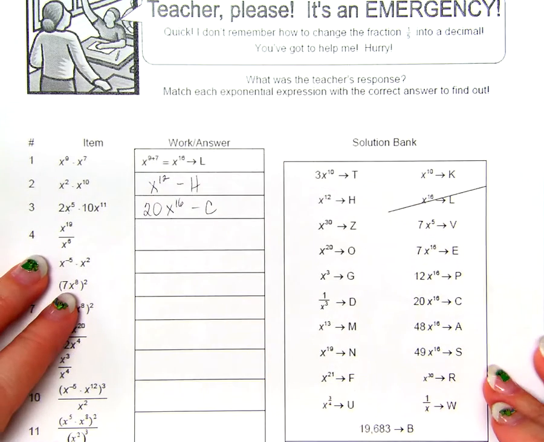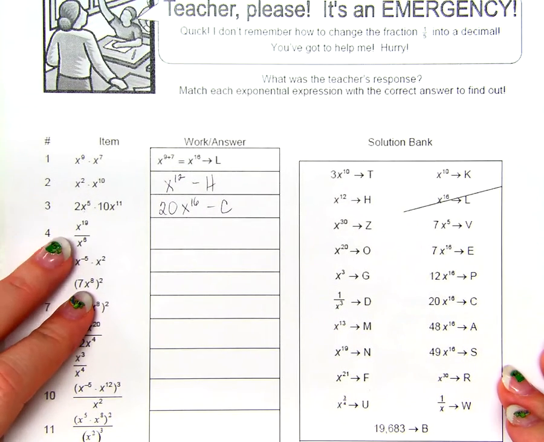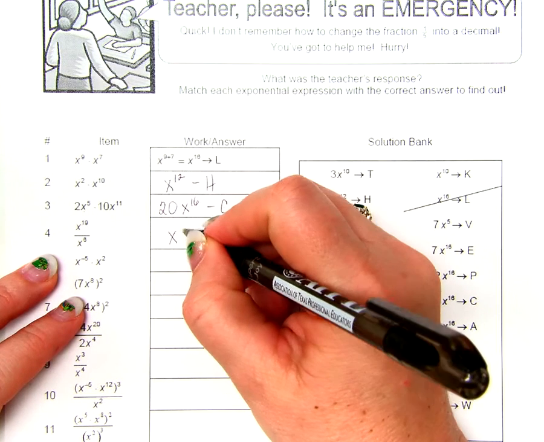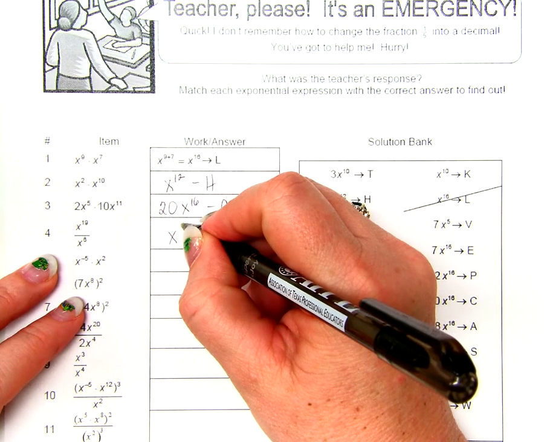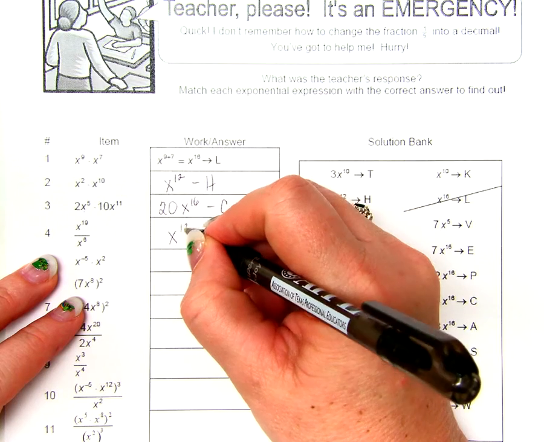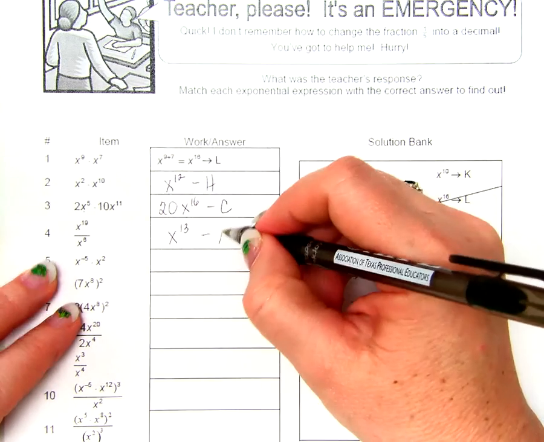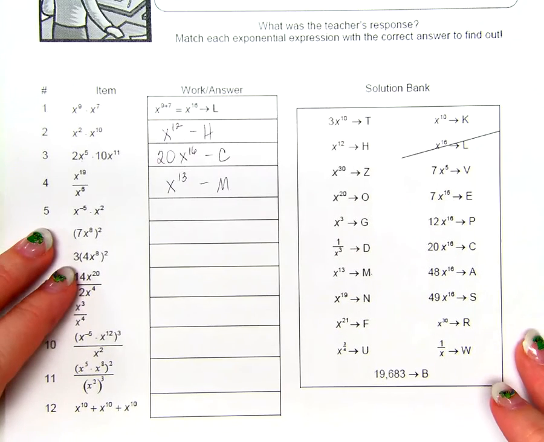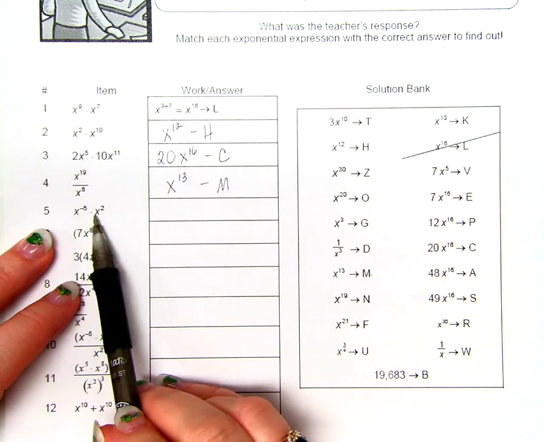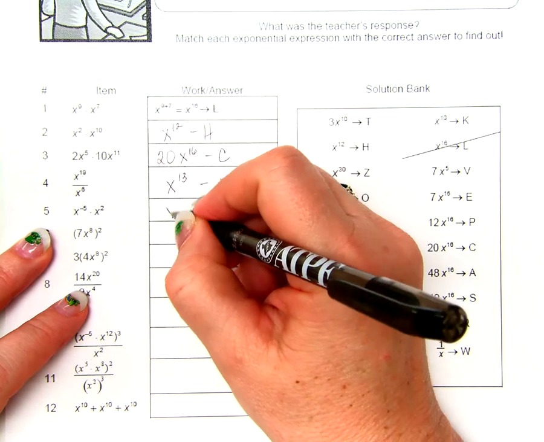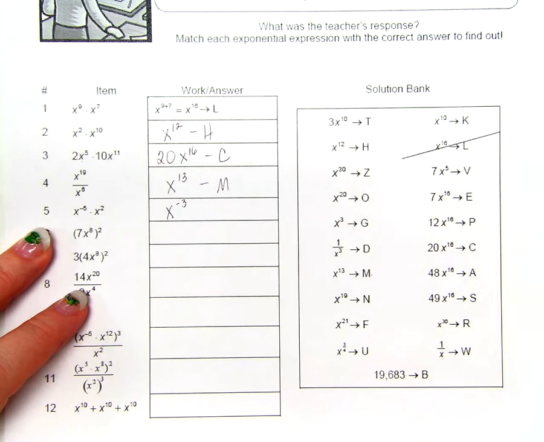All right. What about 4? What happens when you're dividing like bases? What do you do with the exponents? Subtract. So we should have gotten x to the 13th. And that is m. Okay, what about 5? Oh, we're multiplying like bases. What do you do with the exponents? We add, right? So negative 3.